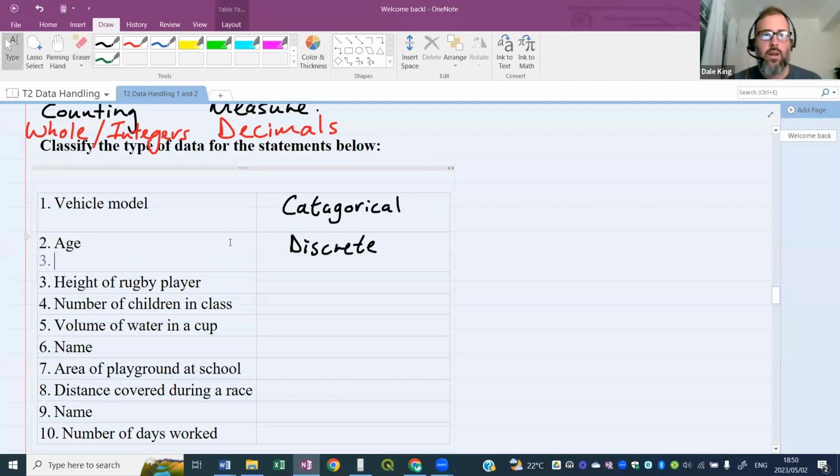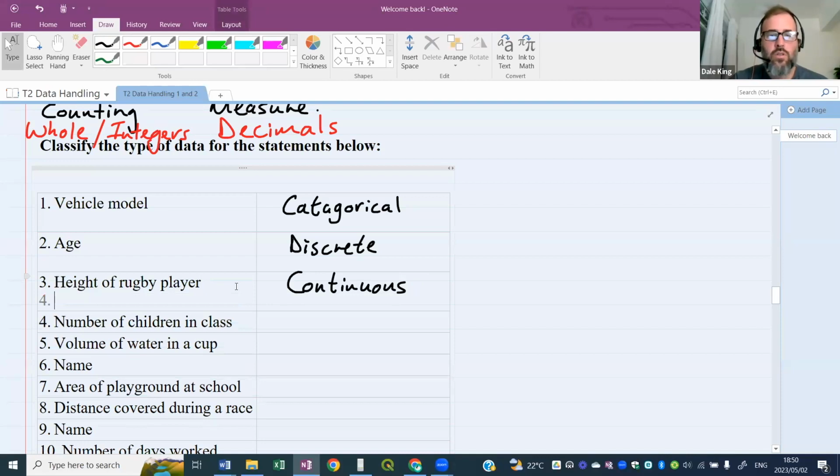Okay. All right, height of a rugby player. Continuous. There we go. Good. Numerical continuous. Well done, Timna. All right. Continuous, which is numerical. All right, next one.